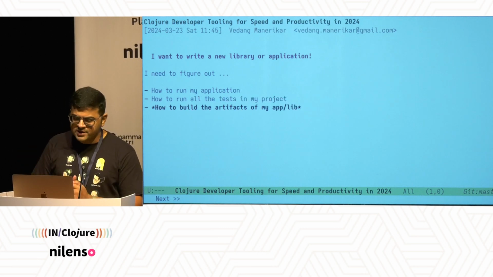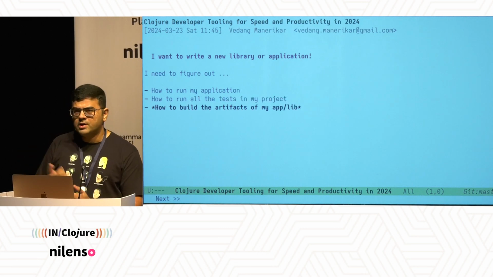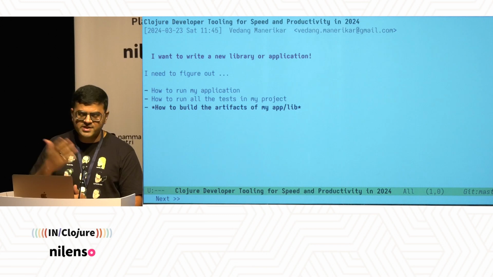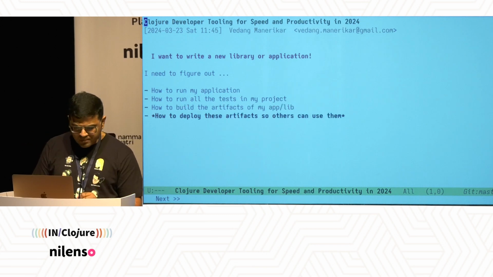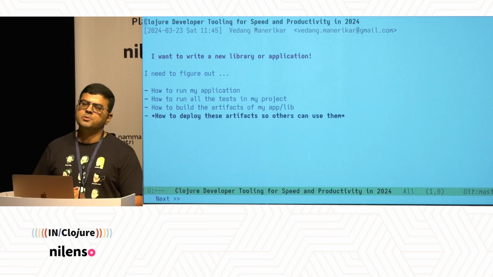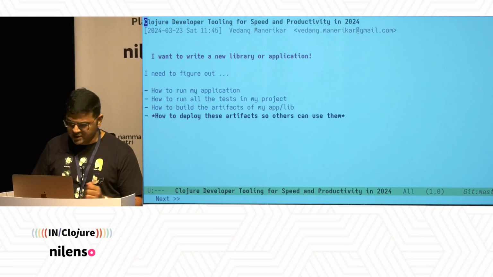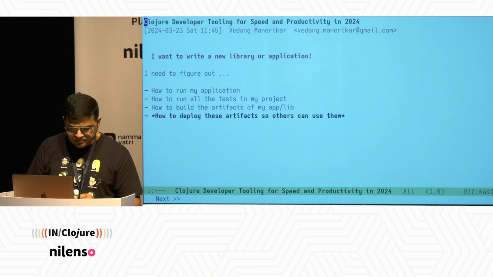How do I build artifacts for my library or app? Again, tools.build is excellent, it provides everything, but there isn't a single command that I can run to get this done. How do I deploy these artifacts so that other people can use them? So these are all real problems that you need to figure out for yourself. I need to figure out for myself.